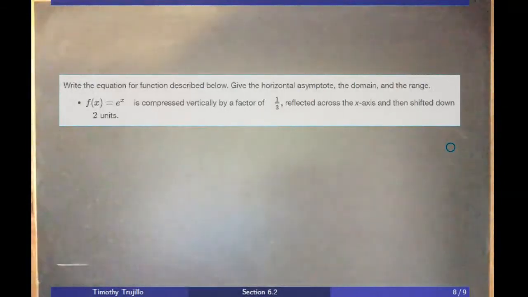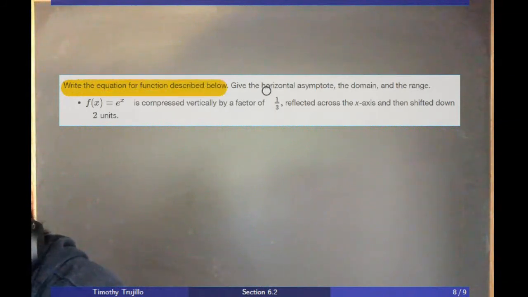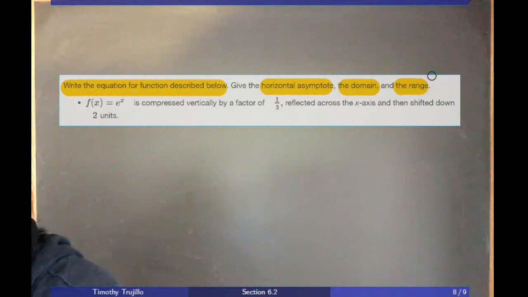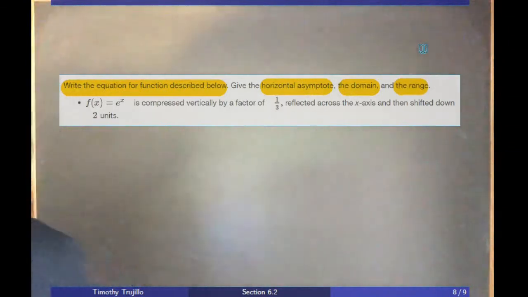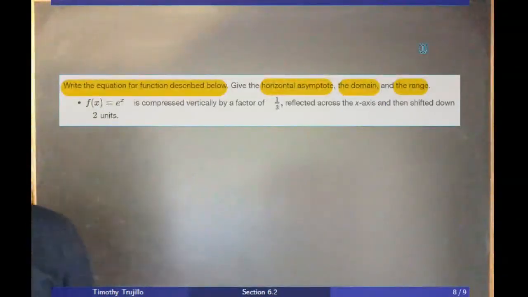Okay, so let's start with something that's a little more verbal. Here we are describing a function, and we'd like to write down an equation for the described function. Furthermore, once we do that, we'd like to write down what's the horizontal asymptote for the function, if there is any, what's the domain, and then also what the range is. And here, because we're going to be doing some translations, things are going to be a little bit different, right? We have to be a little more careful about what's going on.